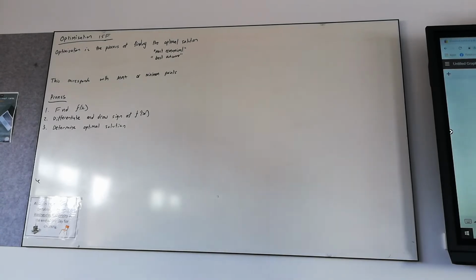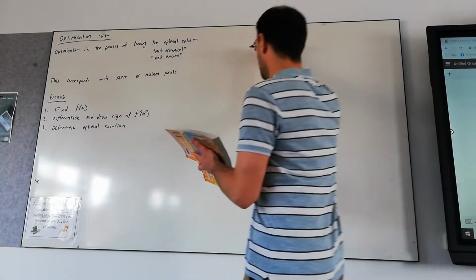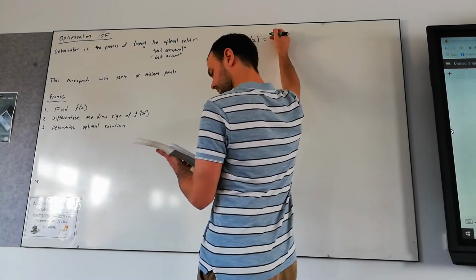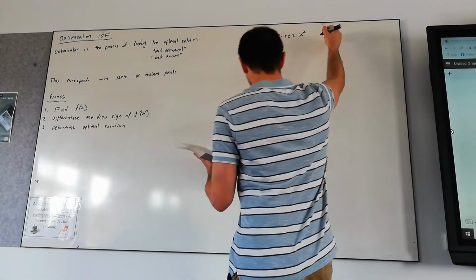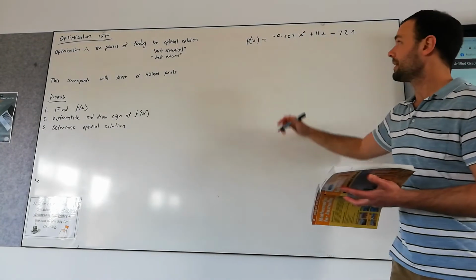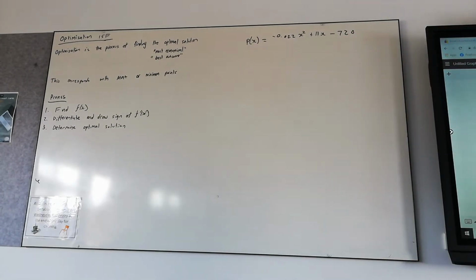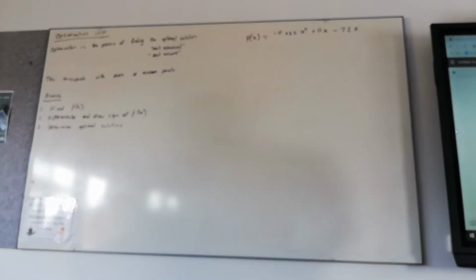Okay, so this is 15F, and let's just have a look at question 1. A manufacturer makes x items per day. The profit function is P of x equals minus 0.022x squared plus 11x take 720. So what we have here is the profit function, and the amount of profit they're going to make depends on how many items they're making. Find the production level that will maximise profits. So let's follow our process.